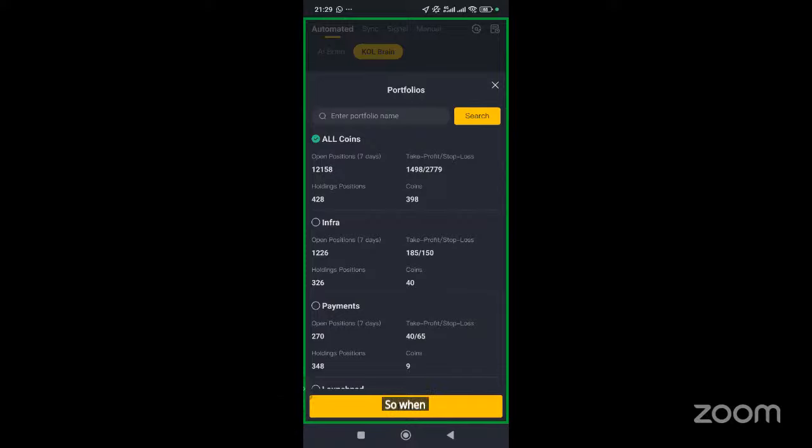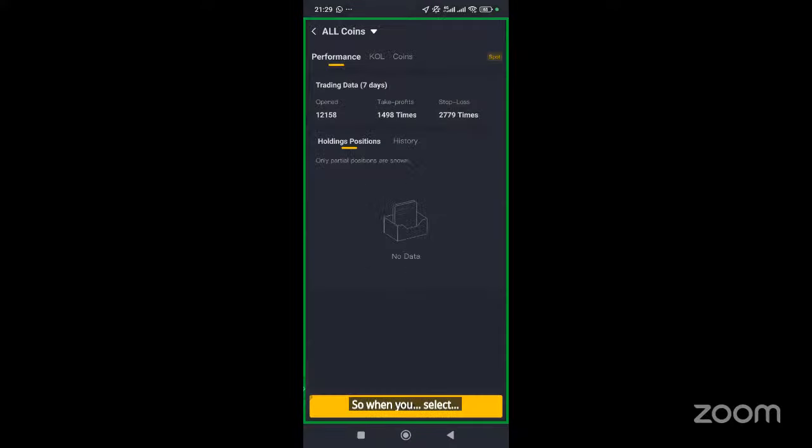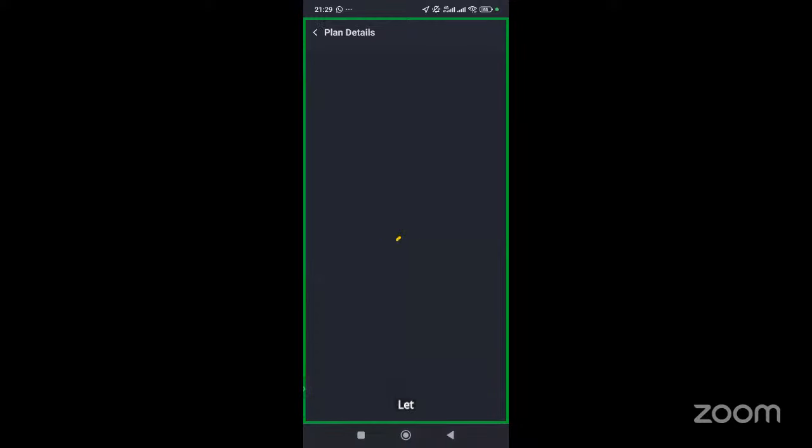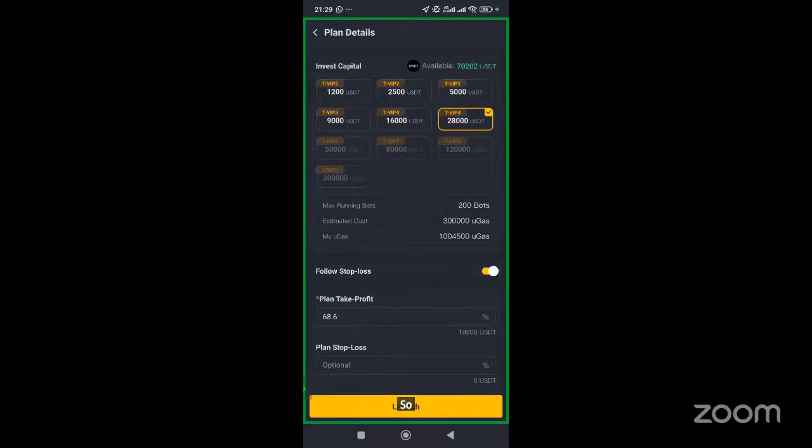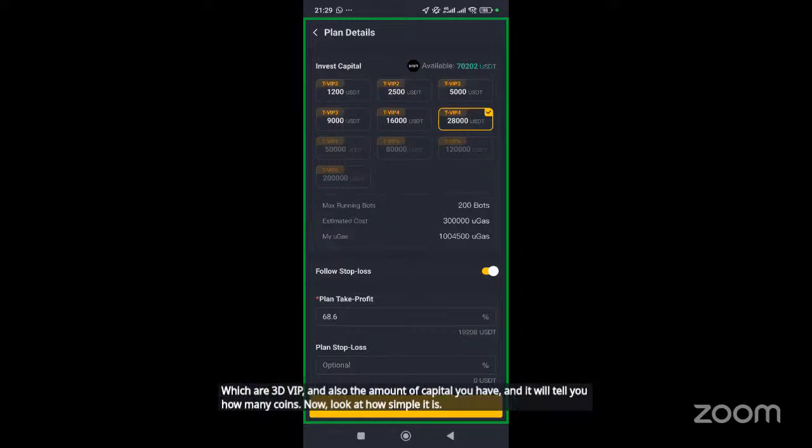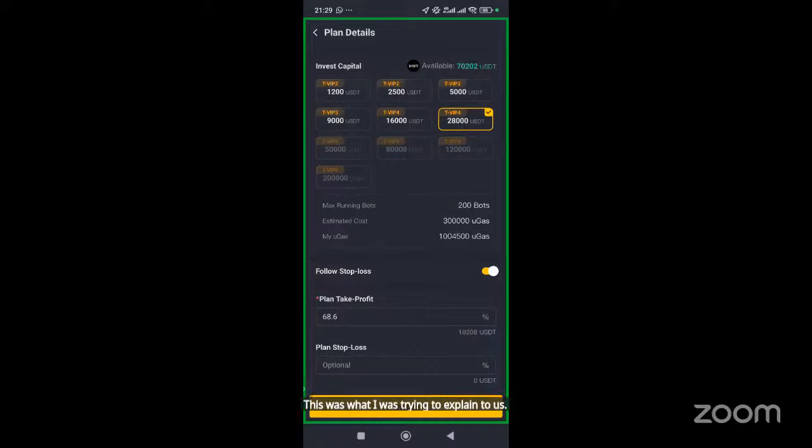So when you come to this place, you can select and bring it to this place. Let it load because the network is just delaying. When it comes to this place, it takes your trading VIP and the amount of capital you have, and it will tell you how many coins. Now look at how simple it is. This was what I was trying to explain to us. What this robot helps you to achieve is the simplicity of trading this market without you having to crack your head.